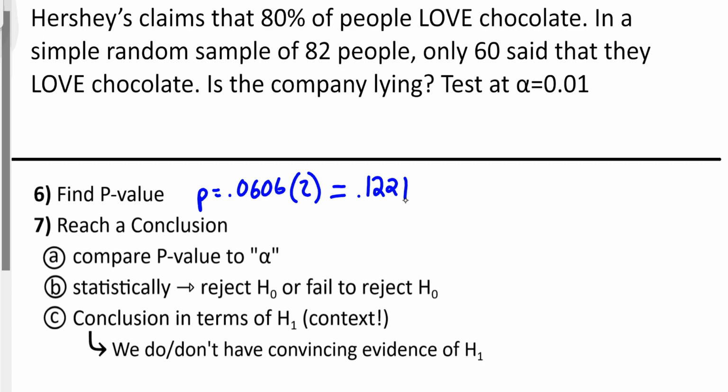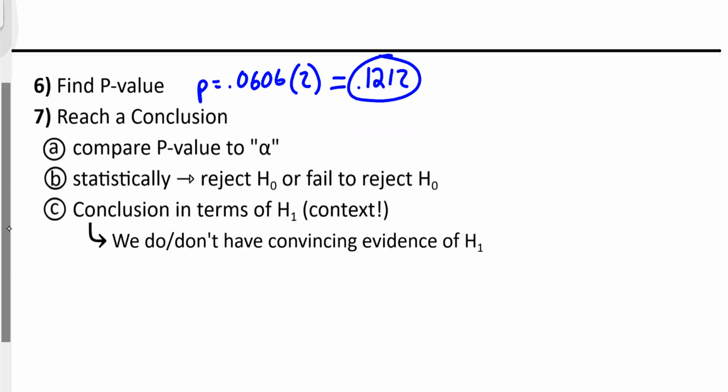It depends on if you use normal CDF. From my table, I got 0.0606, so it would be 0.1212. If I use normal CDF, I got 0.1221. Slightly different, not going to make a big difference in this case. So that's our p-value. Now we want to reach our conclusion. Okay, that is not super low. It is low, but it's not super low.